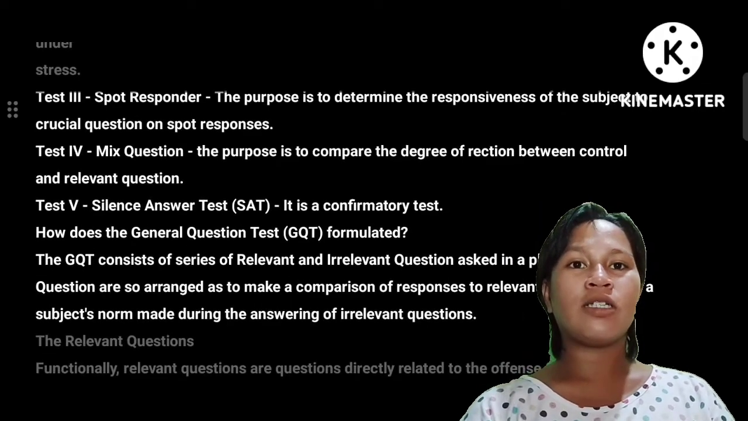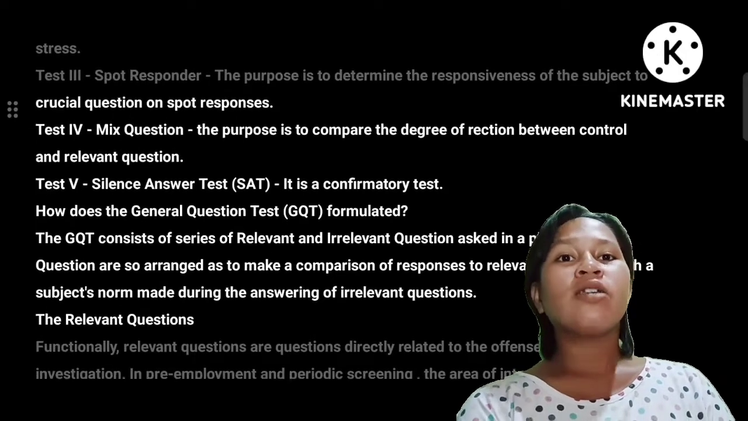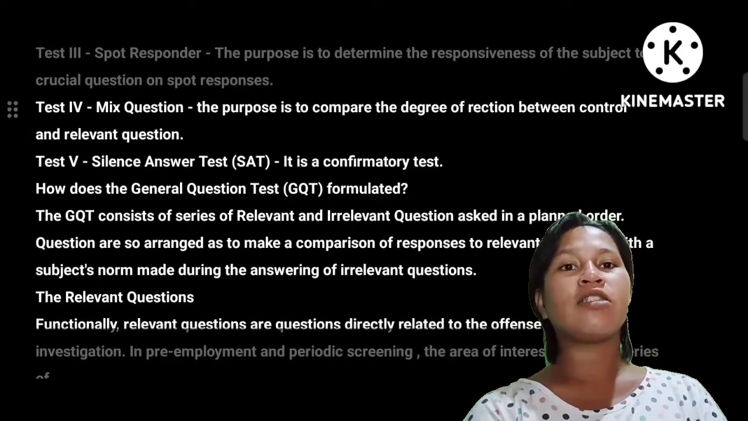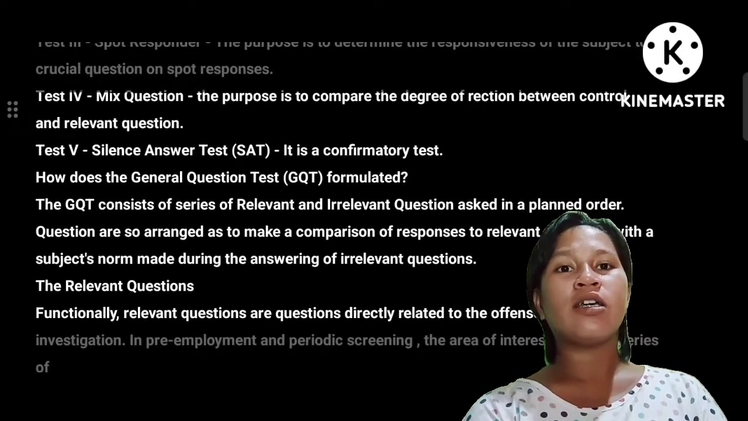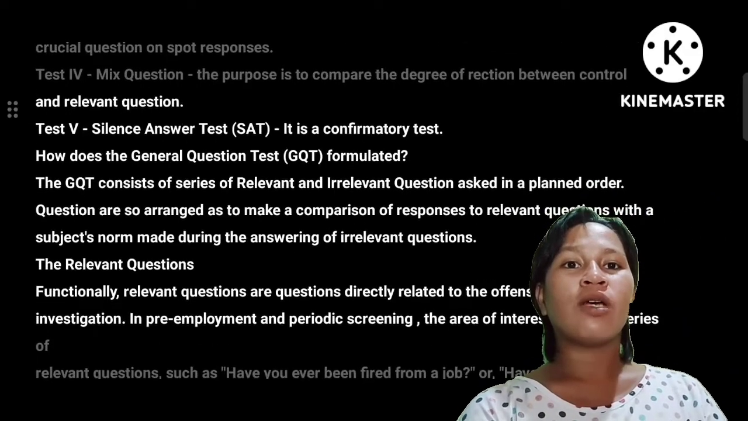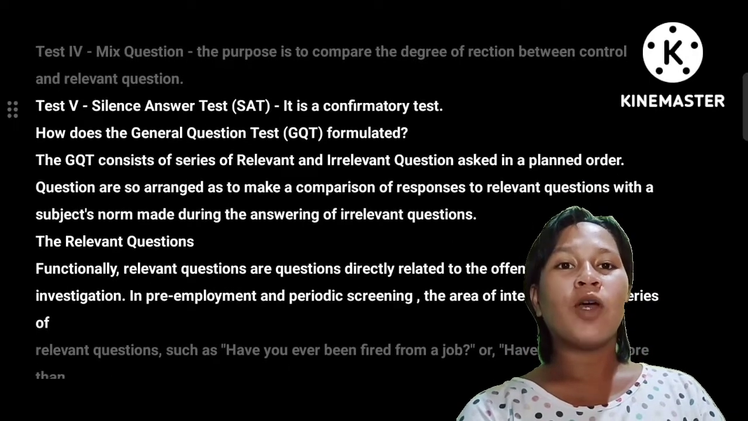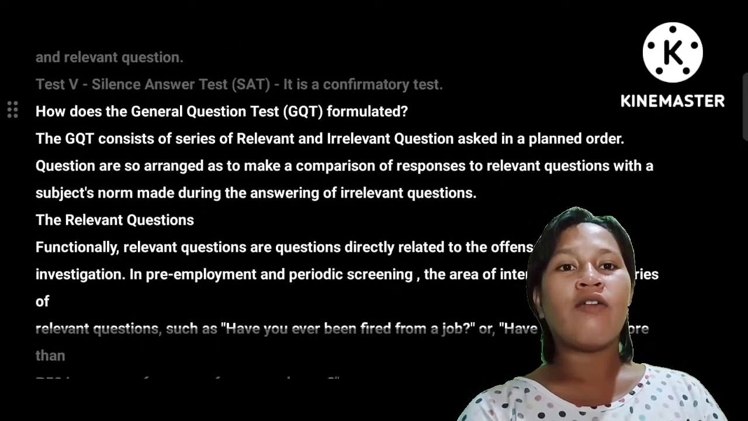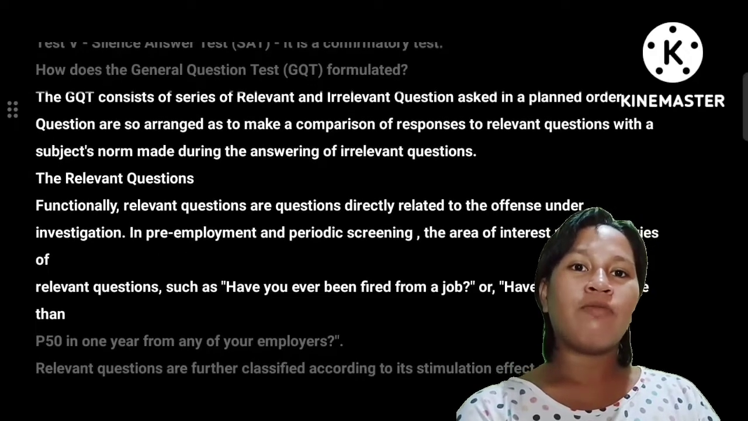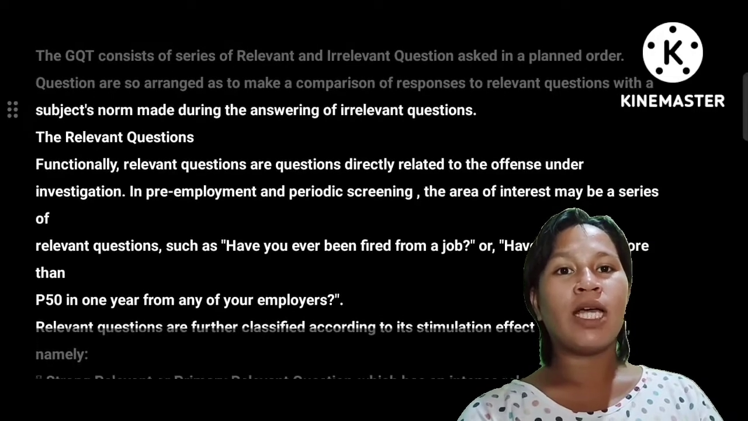The GQT consists of a series of relevant and irrelevant questions asked in a planned order. Questions are so arranged as to make a comparison of responses to relevant questions with a subject's norm made during the answering of irrelevant questions. Relevant questions are questions directly related to the offense under investigation. In pre-employment and periodic screening, the area of interest may be a series of relevant questions such as, have you ever been fired from a job? Or have you stolen more than 50 pesos in 1 year from any of your employers?